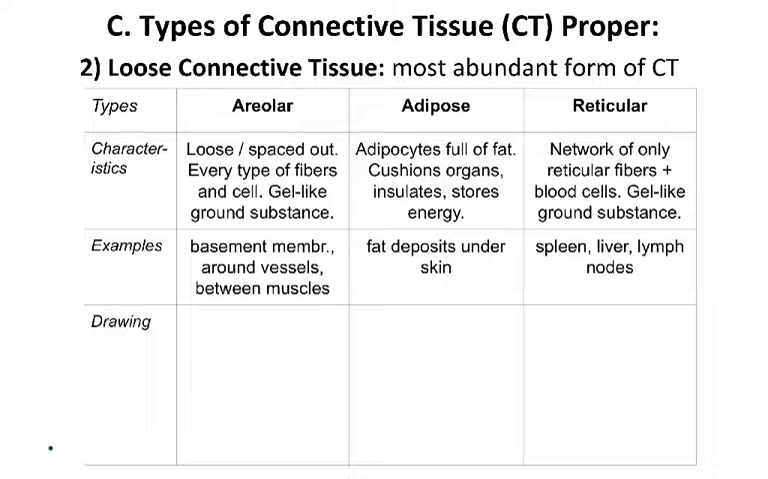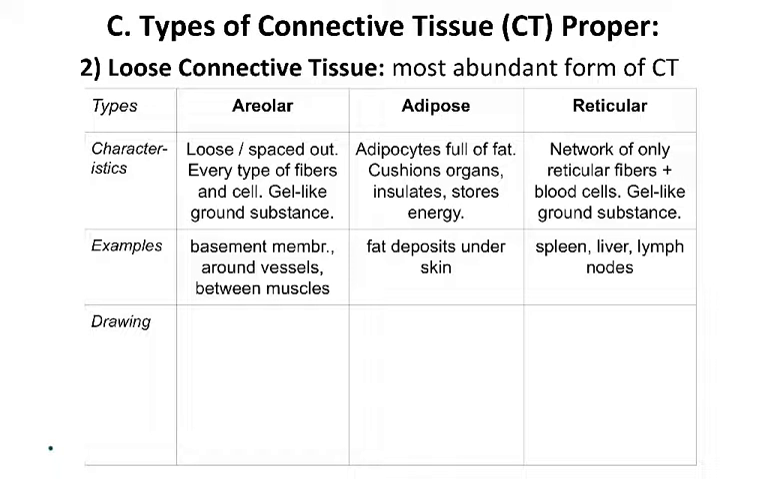Liver, when it's uncooked, is very mushy. That's got a lot of reticular tissue. Spleen has a lot of reticular tissue, etc. So spleen, liver, lymph nodes. Lymph nodes are special pockets that help screen white blood cells, but all of them have a lot of reticular tissue. So what I'm going to do is a cartoony drawing of those different things.